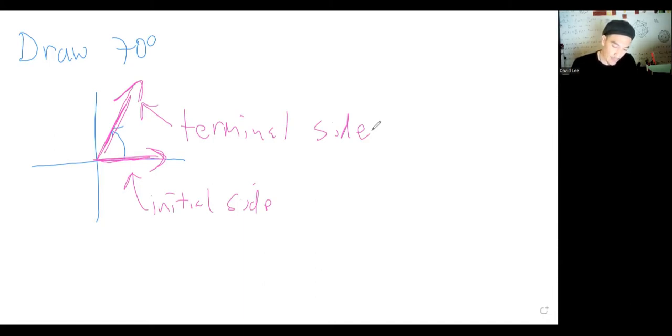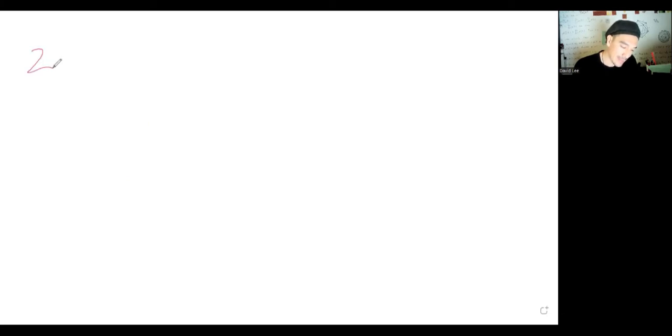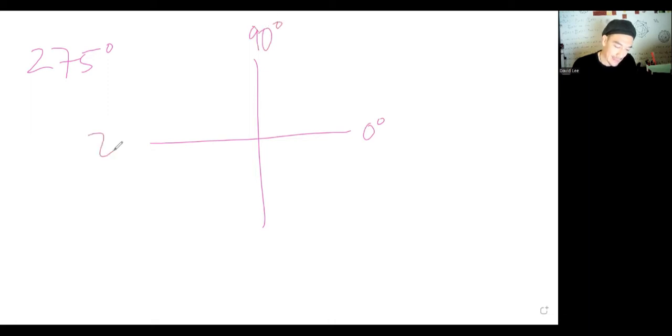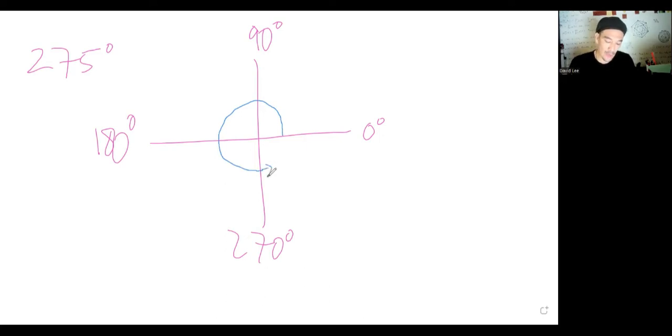Let's do a different one. What if they ask us to draw 275 degrees? Well, we know some common locations. For instance, this is 0, this is 90, this is 180, and this is 270. So if they want you to go 275, then you know in blue you have to go more than that. So that's 270, but go a little bit more.